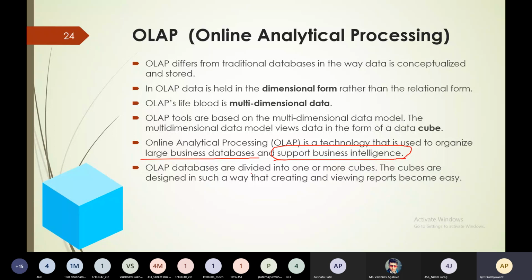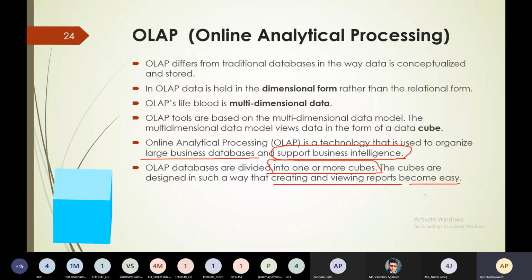OLAP databases are divided into one or more cubes. So whatever data is present in OLAP gets divided into one or more cubes. The cubes are designed in such a way that creating and viewing reports become easy.